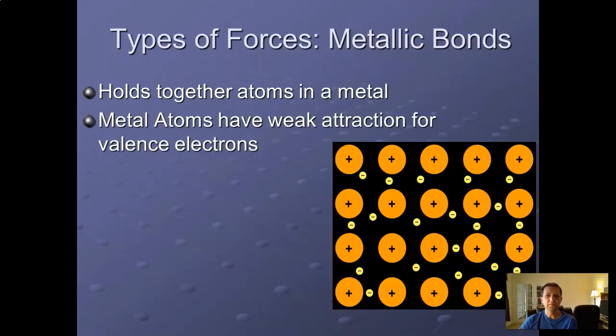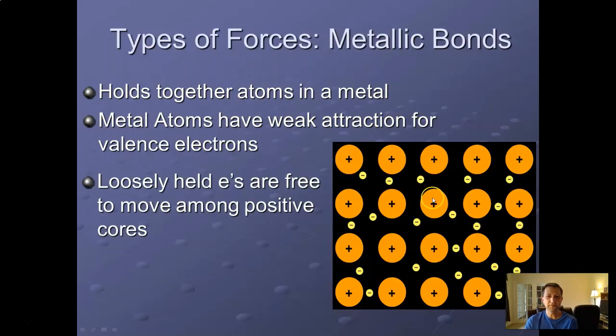Metallic bonding obviously holds atoms together in a metal. So if I said what's the primary bonding in zinc, it's metallic bonding, or in copper, it's metallic bonding. And how I explain that is the metal atoms have a weak attraction for valence electrons. A lot of the metals are bigger, right? So the valence electrons are a little bit further away from the nucleus, and they have a little bit of a weaker attraction. That's important because it allows them to move around a little bit. So the loosely held electrons are free to move among the positive cores.